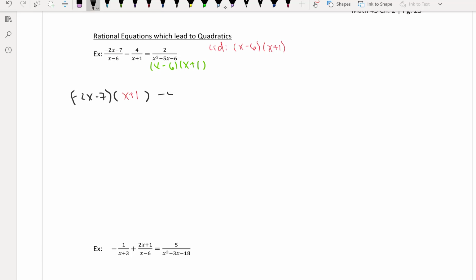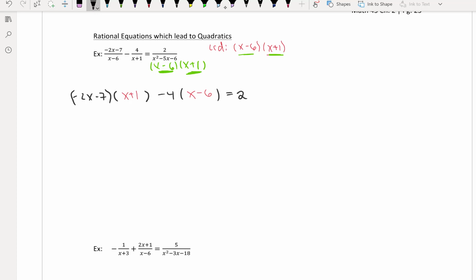The next thing I have is a negative 4. And I have to multiply that by what's missing in the denominator. So notice how this is x plus 1. So what's missing is the x minus 6. Now it's equal to 2. And that green denominator has an x minus 6 and an x plus 1. So it has both of those things in the denominator, so you're not missing anything. So you're fine. So now I want to go ahead and distribute.